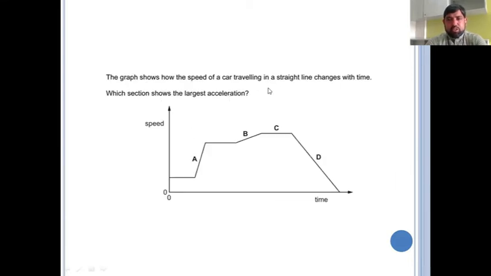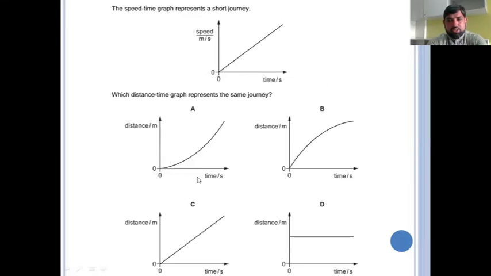The graph shows how the speed of a car traveling in a straight line changes with time. Which section shows the largest acceleration? The steepest part will give us the largest acceleration, that is part A. B's acceleration is less than that, and C is almost horizontal, that means zero acceleration, and D is actually deceleration. So the steepest one is A, the largest acceleration.